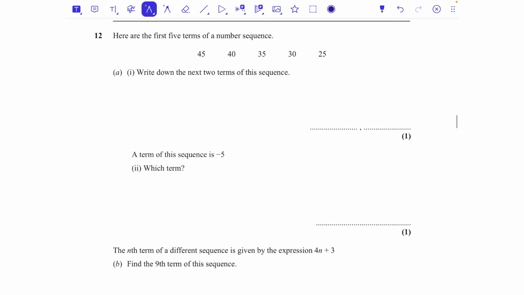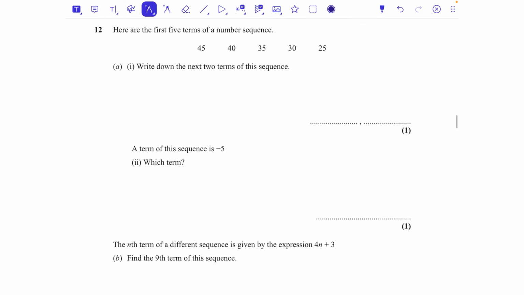Question number 12. Here are the first 5 terms of a number sequence. Write down the next 2 terms of this sequence. So we've got 45, 40, 35, 30, 25. So this is going down in fives. So the next term would be 20, and then the term after that would be 15. So 20 and 15.